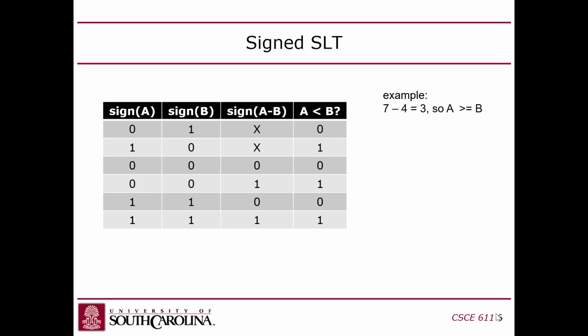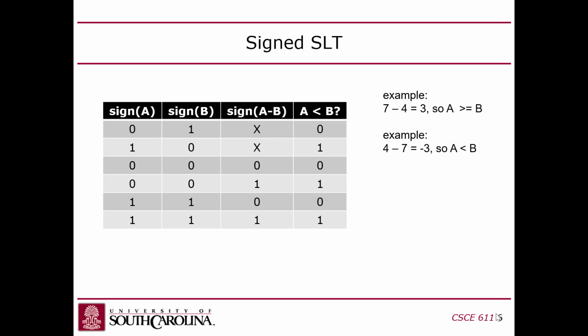So for example, 7 and 4: 7 minus 4 is 3. So 7, 4, and 3 were all positive, so A was greater than or equal to B. And they could be equal too. Like if you have 7 minus 7 is 0, then you'll have the same sign bits. On the other hand, if A is less than B and they're both positive and you subtract them, the result will be negative, and so that's corresponding to this row here. You guys with me?